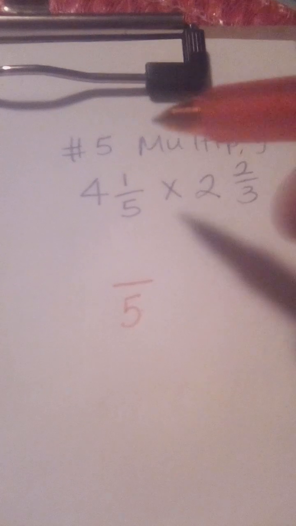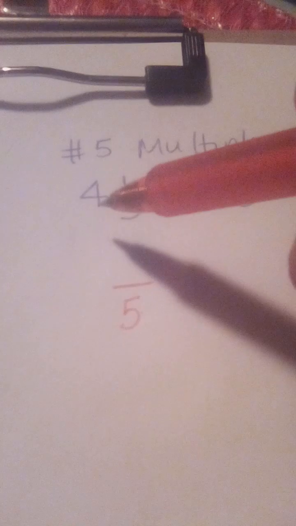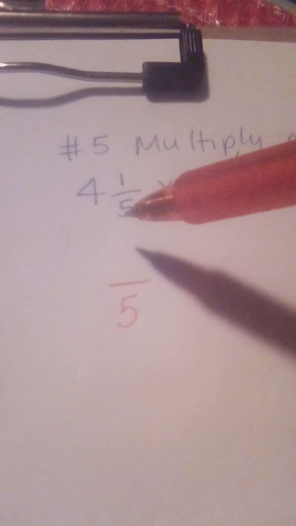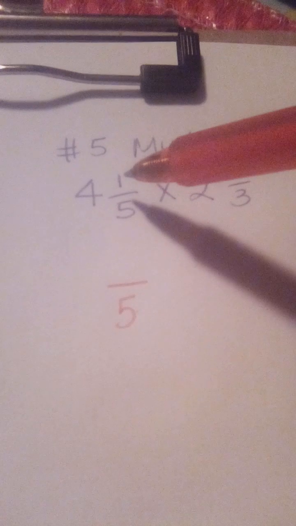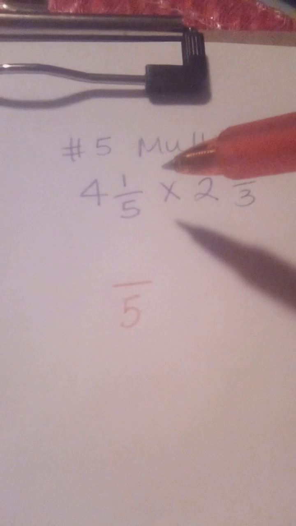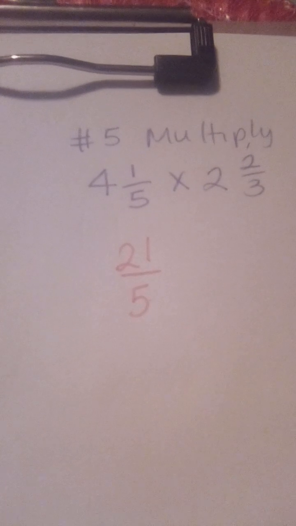Okay? So far so good, right? We got 5, right? And then you multiply the whole number times the denominator, which is 4 times 5, that gives us 20. And you add whatever is on the numerator, which is 1. 20 plus 1 is 21 over 5. So far, so good. It's not bad, right? Okay, shall we move on?